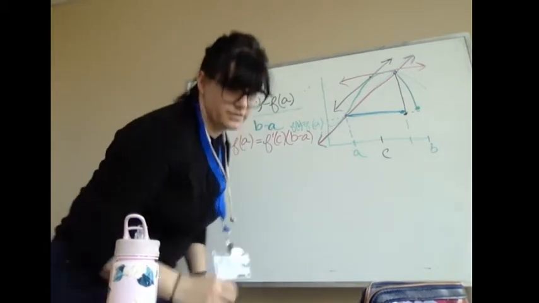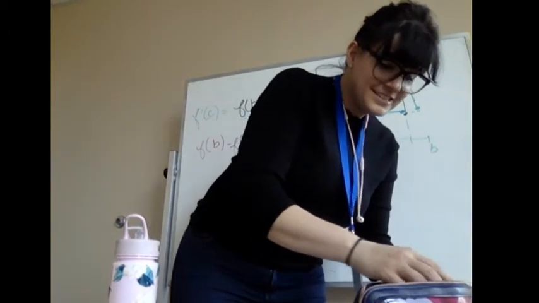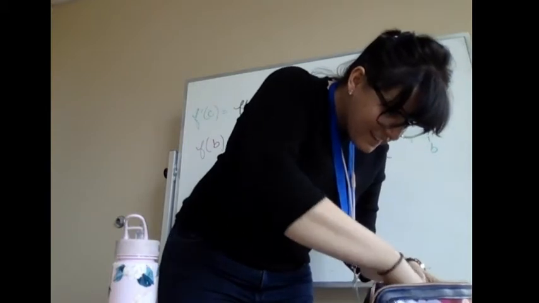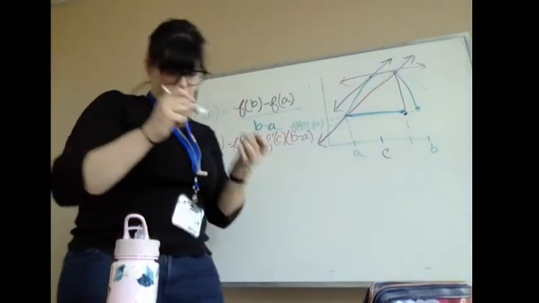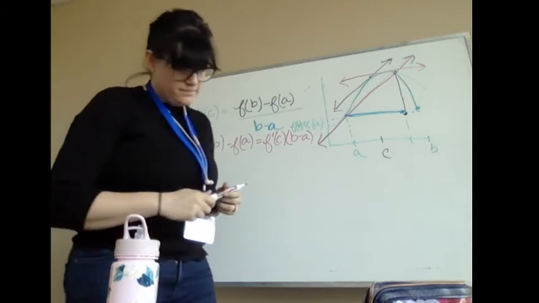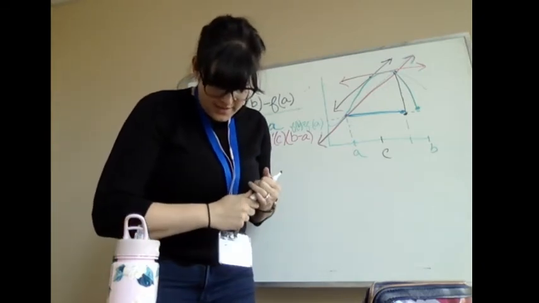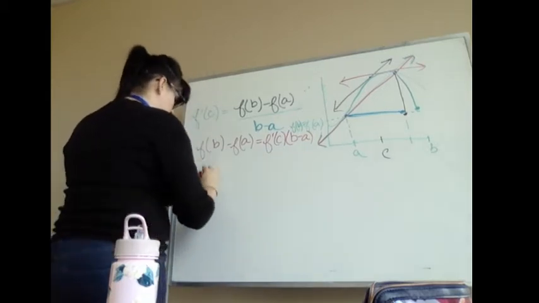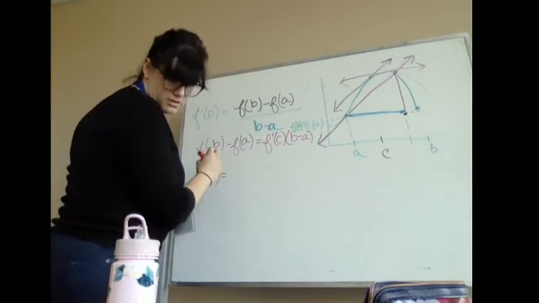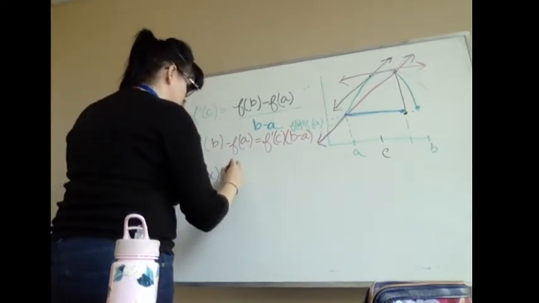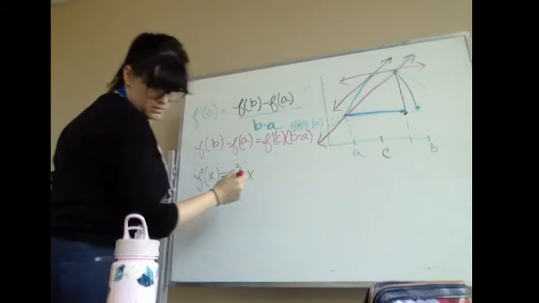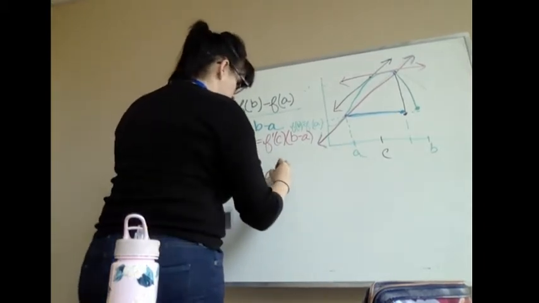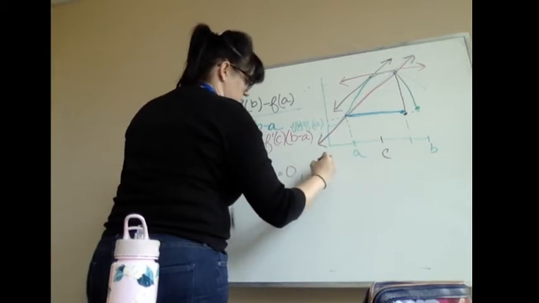I don't need to erase that. I can just write under it. Let's use a different color. I think I had a different pink. Okay, so looking at example 3, it says to illustrate the mean value theorem with a specific function, let's consider f of x equals x cubed minus x on the interval 0 to 2.